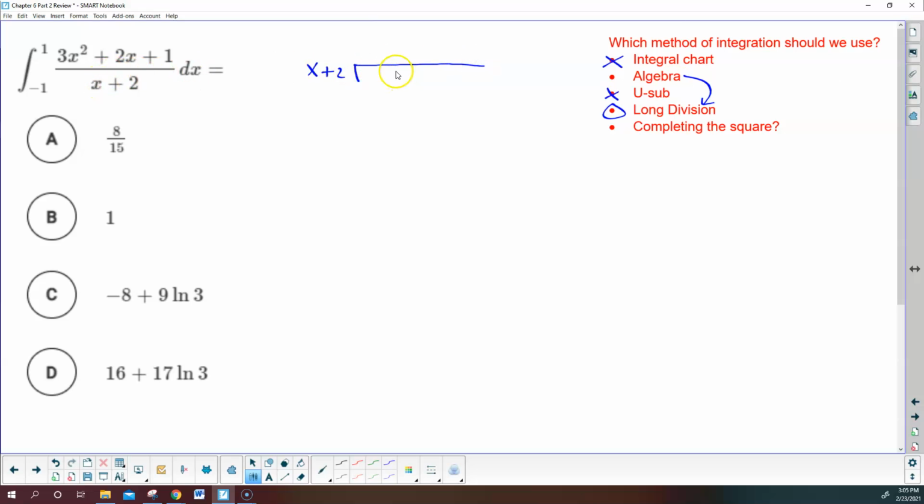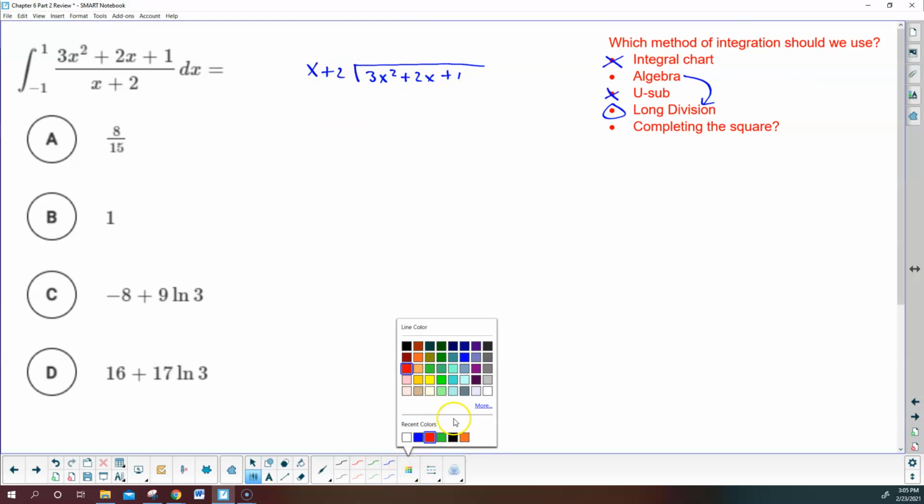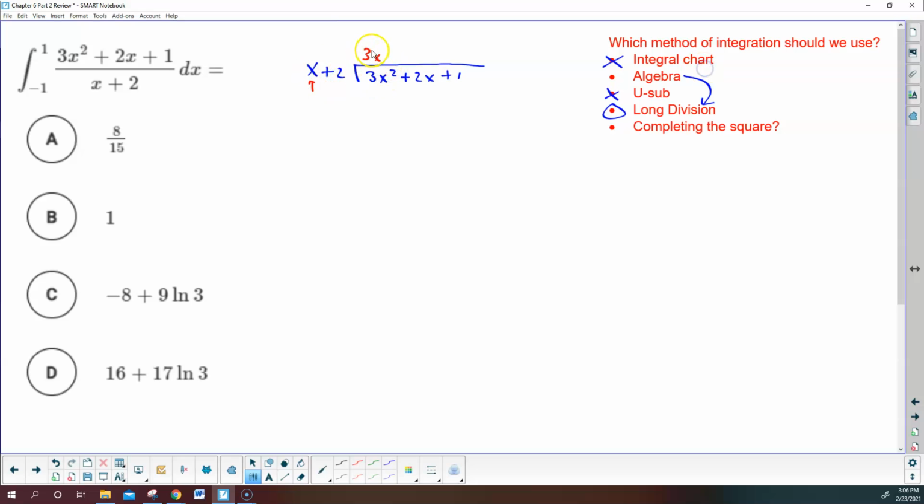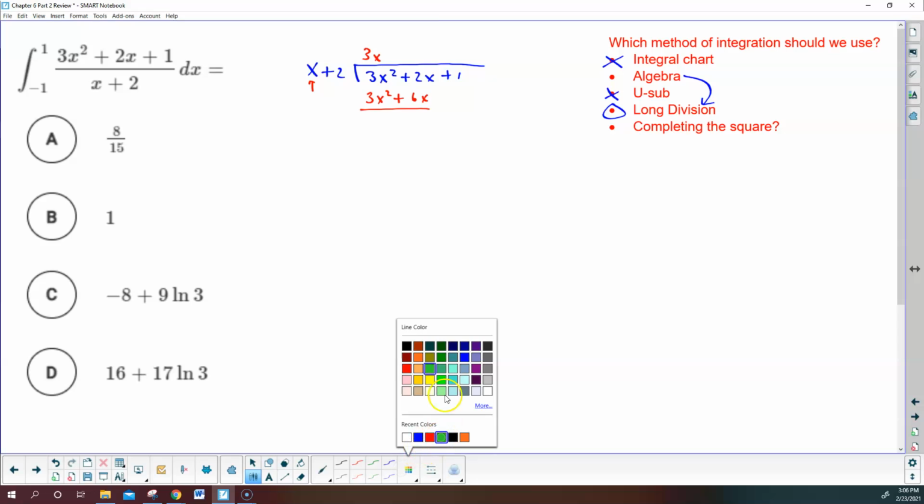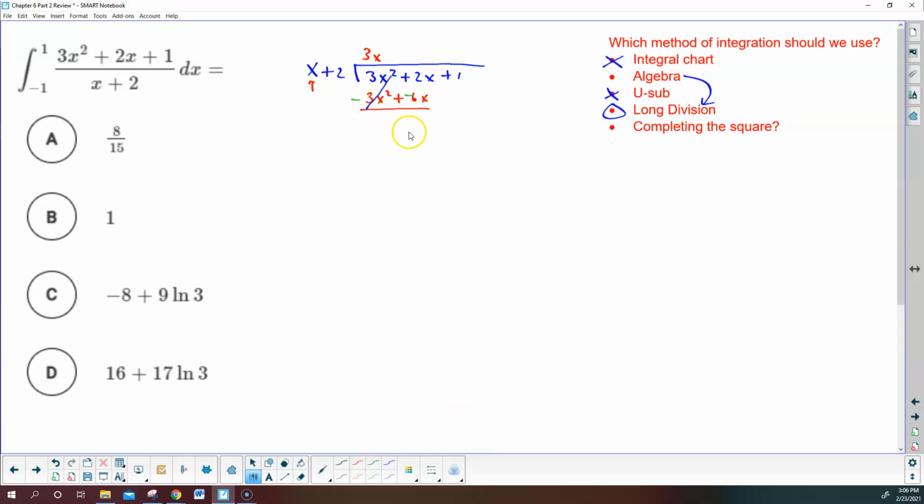Okay, so I'm going to take the numerator and see how many times the denominator goes into that. I want this value to look like 3x squared, so I have to multiply by 3x. So I get 3x squared plus 6x, and then we always add the opposite to make those opposite signs and add. When I do that, those values reduce out, and I'm left with negative 4 plus 1.